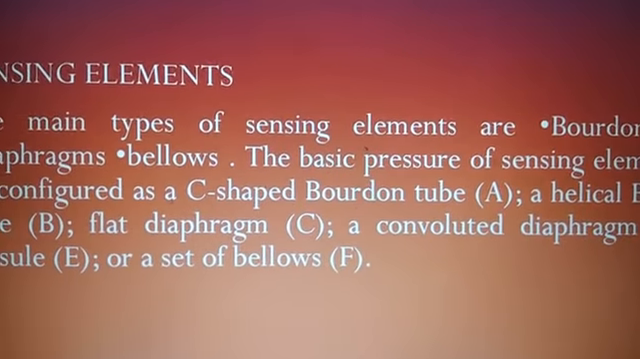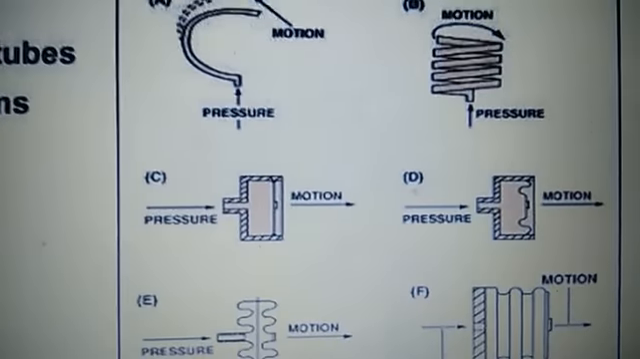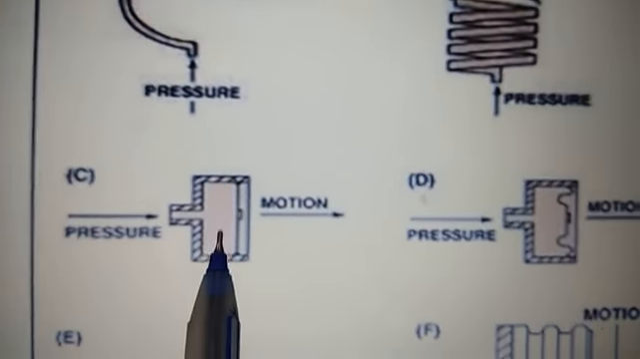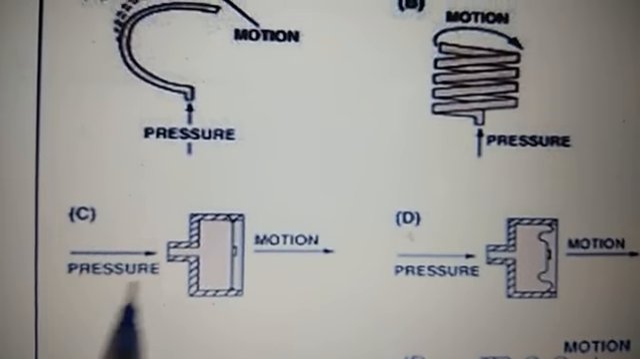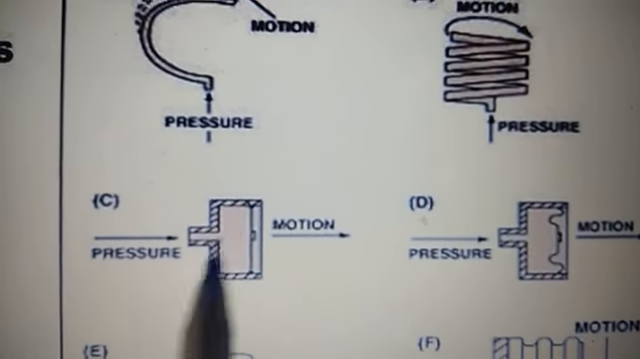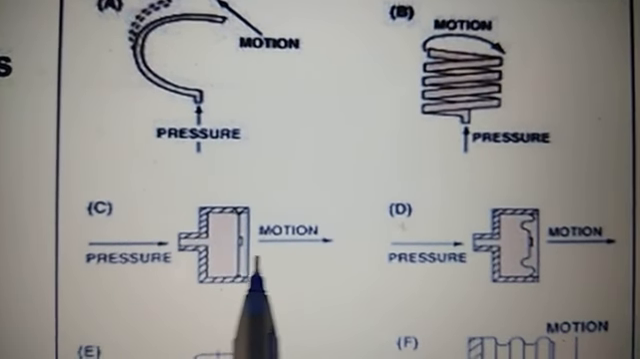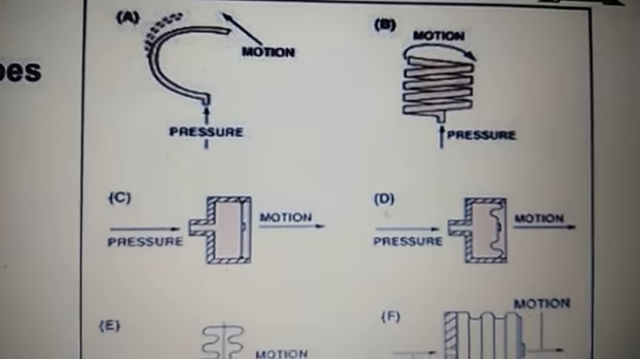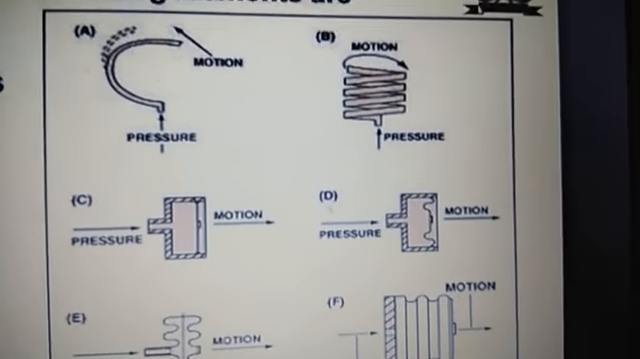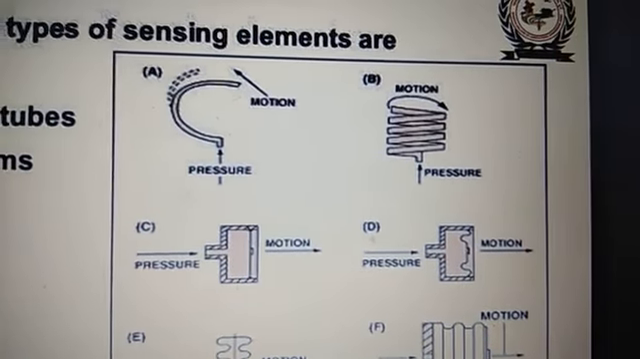Then figure C is the flat diaphragm. Pressure is applied here. The movement of the diaphragm will be there, and this mechanical motion will be observed and calibrated in terms of pressure.